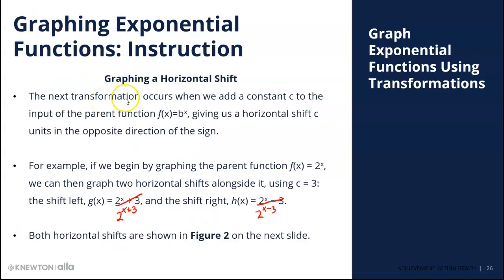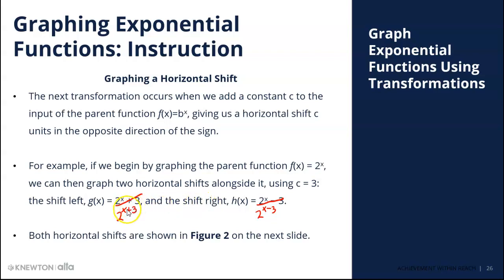So the next transformation occurs when we add a constant c to the input of the parent function f of x equal to b to the x. This gives us a horizontal shift c units in the opposite direction of the sign. That means if I start with a function f of x equal to 2 to the x, and I'm going to graph the function g of x equal to 2 to the 3 plus x, in this case, we added a 3 to the input.